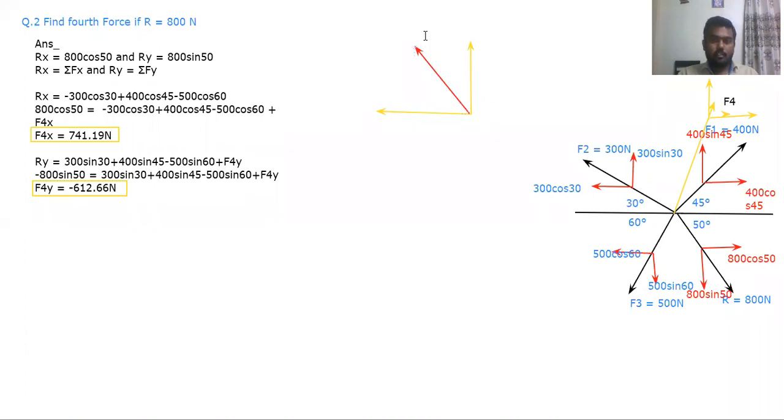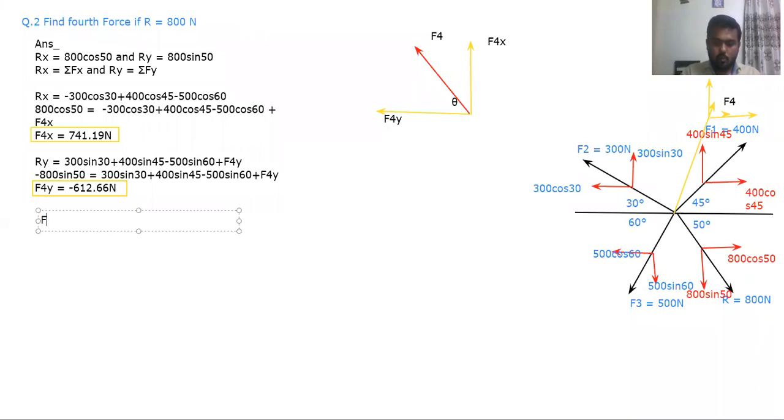So here I can write F4, here F4x, here F4y, here angle theta. Okay. Now I have found out F4x and F4y. So let's find out F4. So what will be the formula for F4?